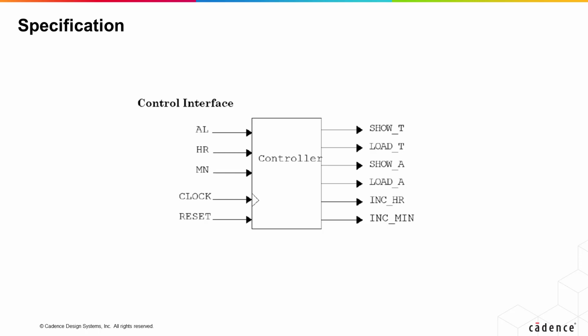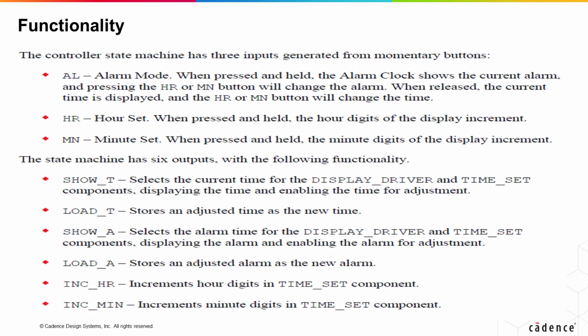The state machine has 6 outputs with the following functionality. If show_t goes 1, it selects the current time for the display driver and time set components, displaying the time and enabling the time for adjustment. If load_t goes high, it stores an adjusted time as the new time. If show_a goes 1, it selects the alarm time for the display driver and the time set components, displaying the alarm and enabling the alarm for adjustment. If load_a goes 1, it stores an adjusted alarm as the new alarm.